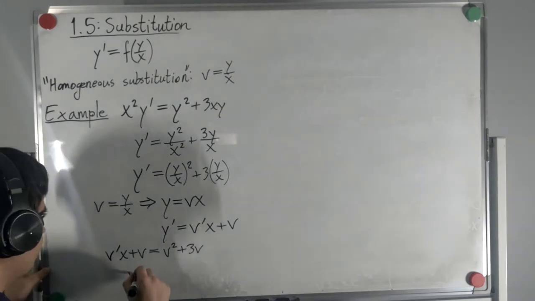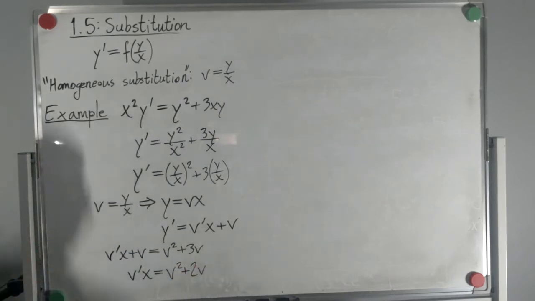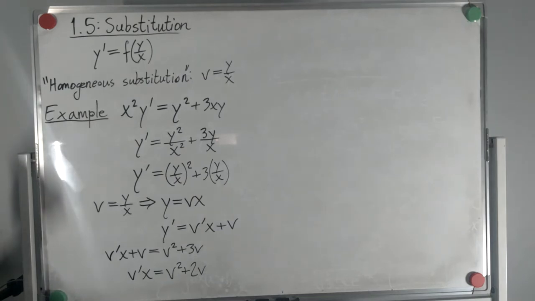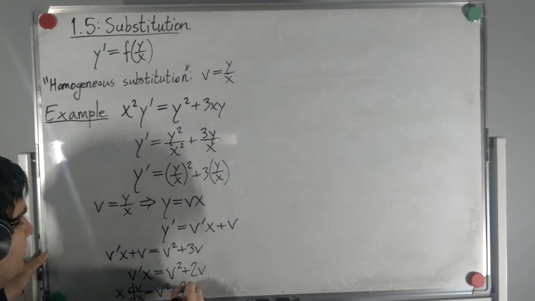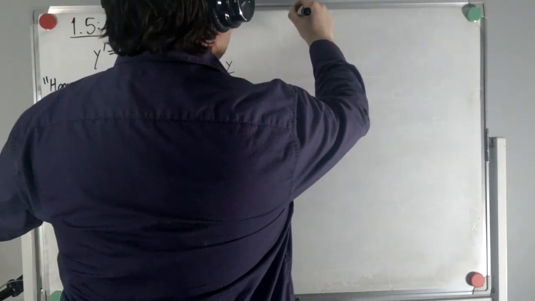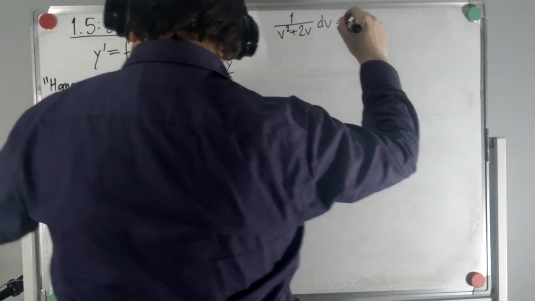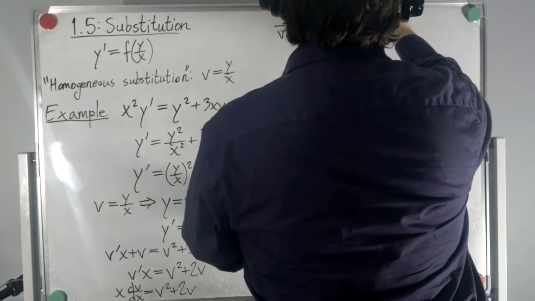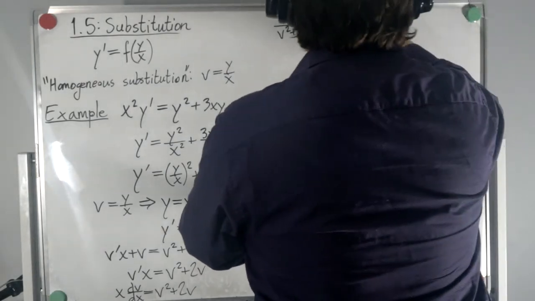So the left-hand side becomes v prime x plus v, and this is equal to v squared plus 3v. Subtract v from both sides, and hopefully we see that this is now a separable ODE. So, x dv dx equals v squared plus 2v. Do separation of variables, and you get 1 over v squared plus 2v dv equals 1 over x dx. And these are just two indefinite integrals set equal to each other.